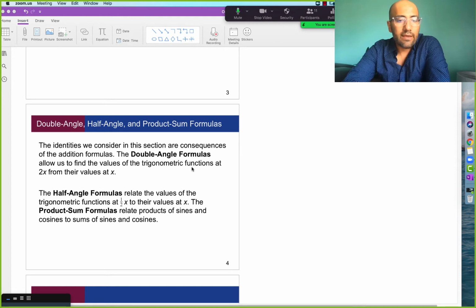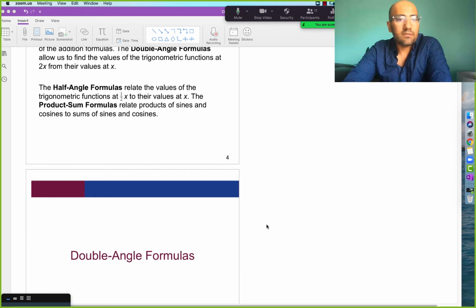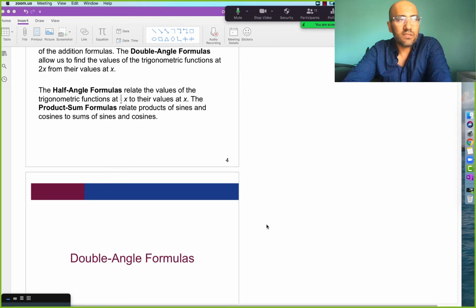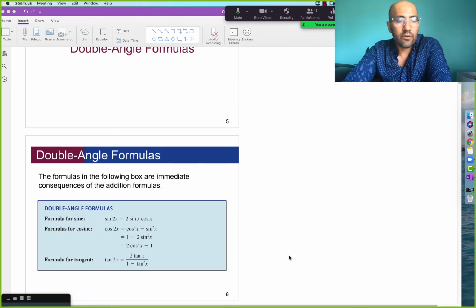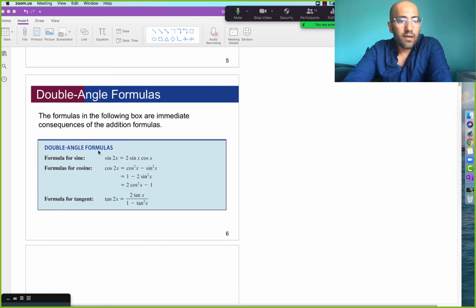So we have double angle formulas that allow us to find the values of trigonometric functions at 2x from their values at x. So they just help us simplify and expand trig functions and expressions and equations and manipulate them in ways that will help us in the next section, which is trig equations. Okay, so here are the double angle formulas, right? So double angle, remember that x is an angle, so we're doubling the angle. If you double the angle, what do you get, right?